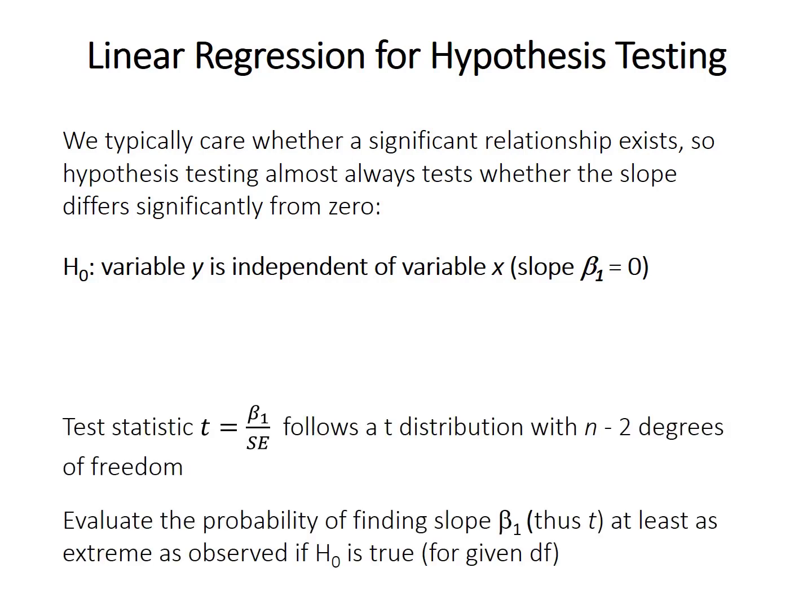So I won't go into a lot of detail, but briefly, the test statistic: the coefficient beta 1 is converted into a t-value by dividing the slope by the standard error, and that value follows a t-distribution with n minus 2 degrees of freedom. So that tells us what to expect if the null hypothesis is true, so we can then evaluate the probability of finding a slope at least as extreme as observed if the null hypothesis is true, the null hypothesis being that the slope should be 0.